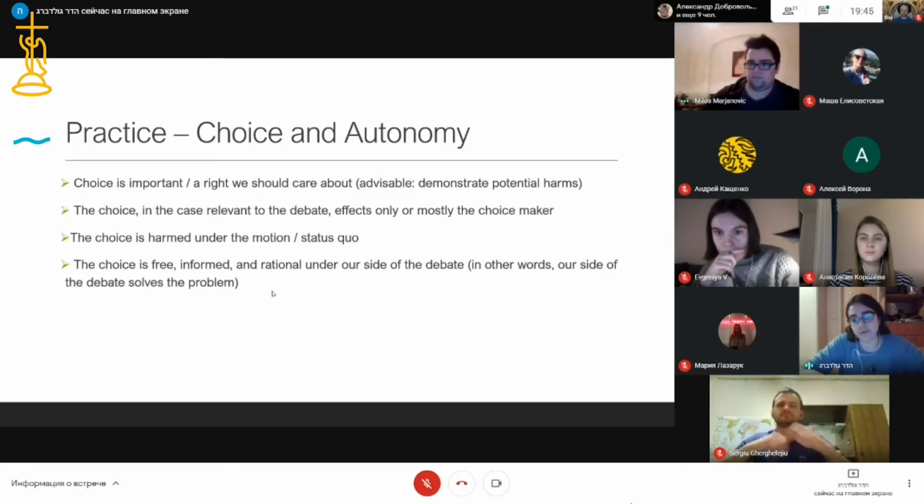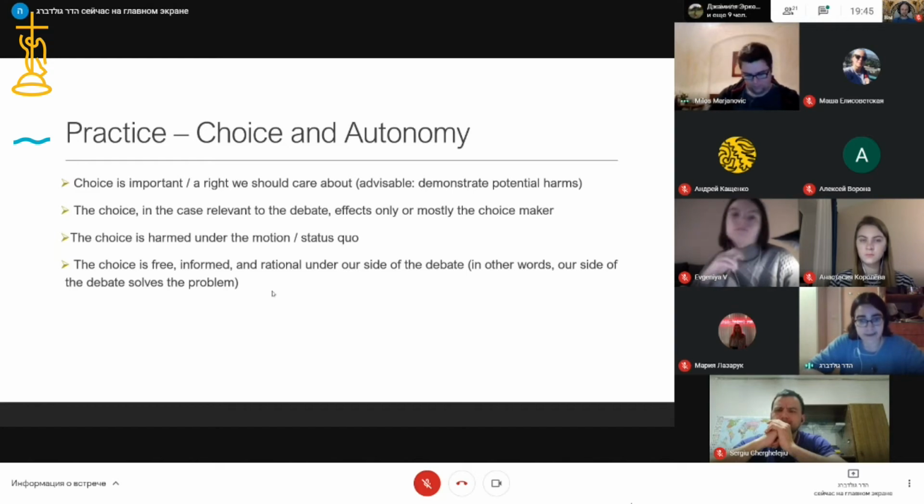I'll give you an example of a motion where I think this missing burden is very common. In the motion, this house would ban the consumption of sex work, people often go about discussing the right of sex workers to decide what to do with their body, making it super easy for the other side to say, okay, no one is banning them from doing sex work. We are never going to criminalize them. We think they are the victims. We only criminalize the consumers.